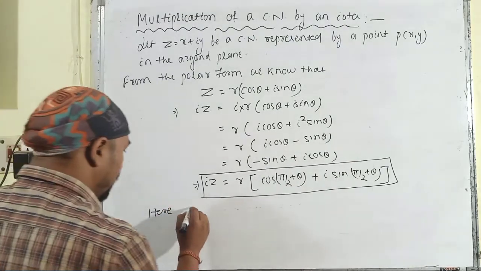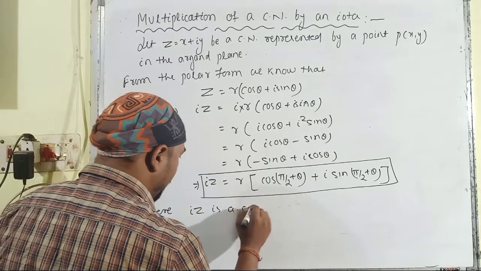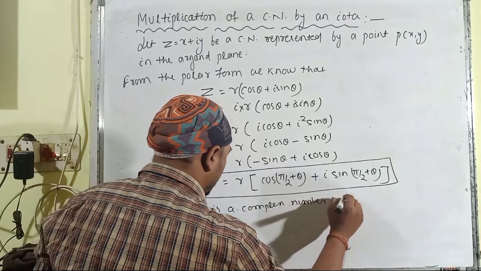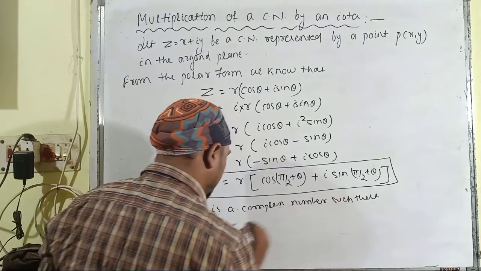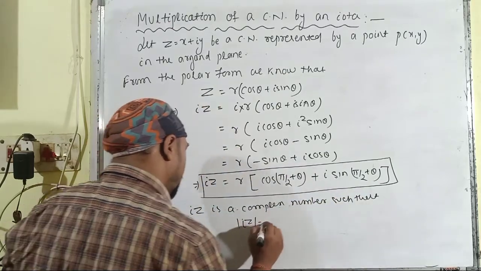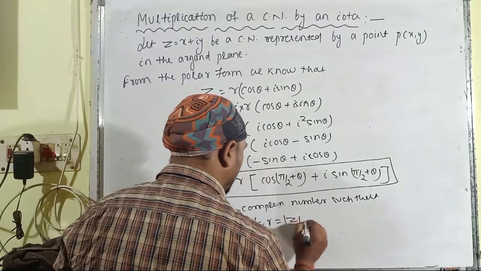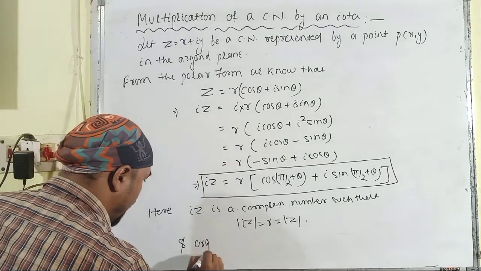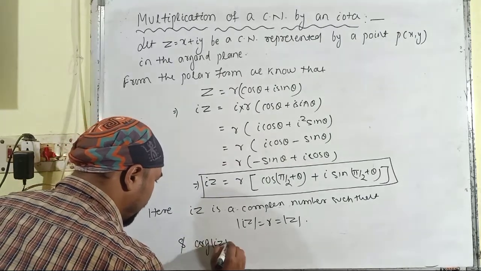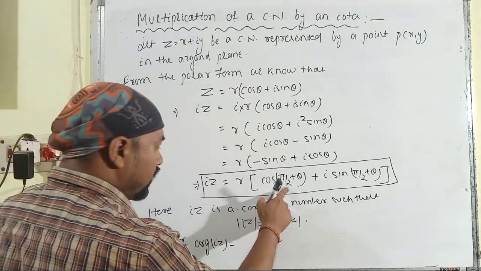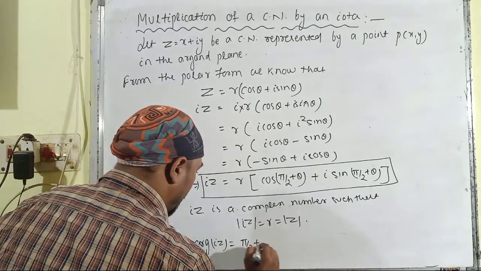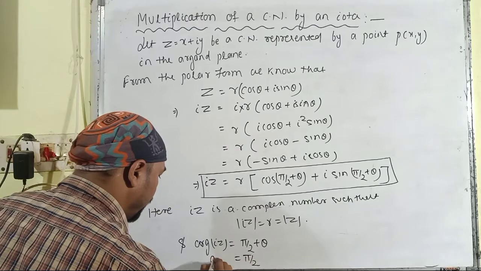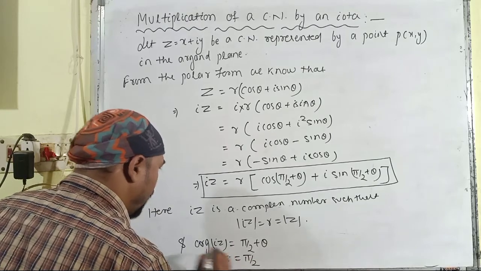Here iz is a complex number such that the modulus of iz is equal to r, which is equal to the modulus of z, and the argument of iz is pi by 2 plus theta. But again it can be written in the form of argument of iz.